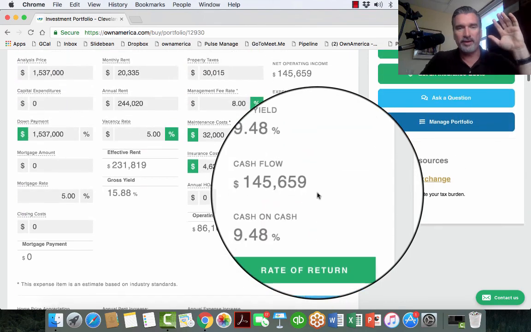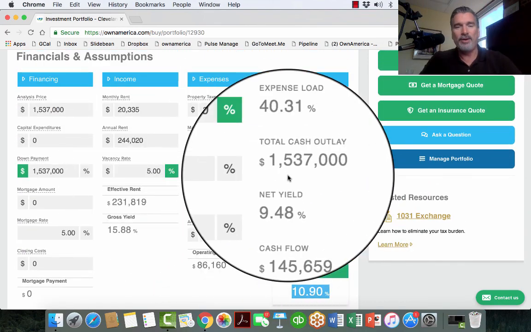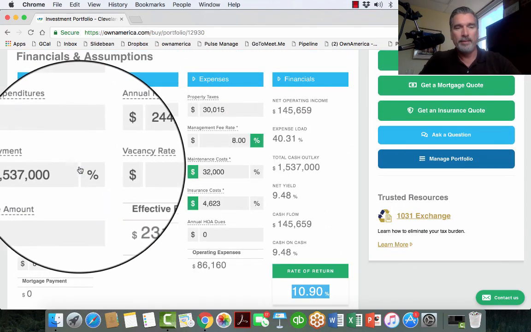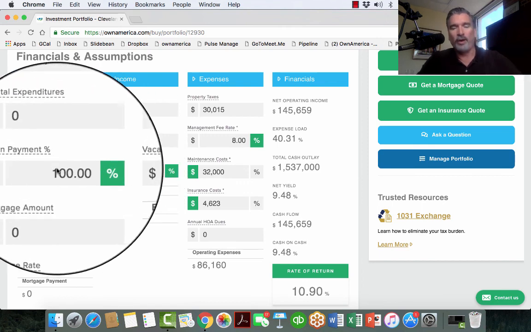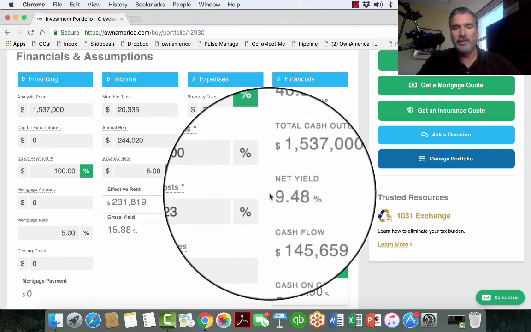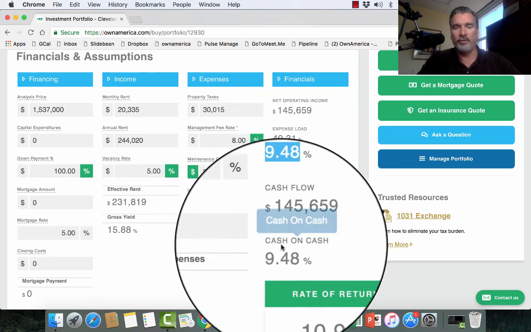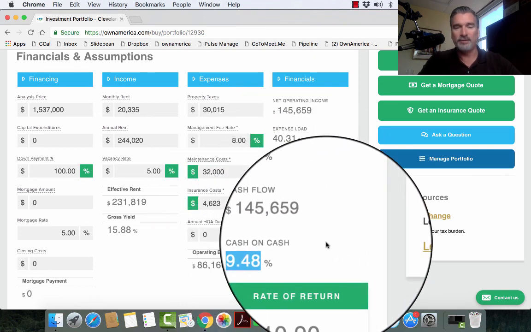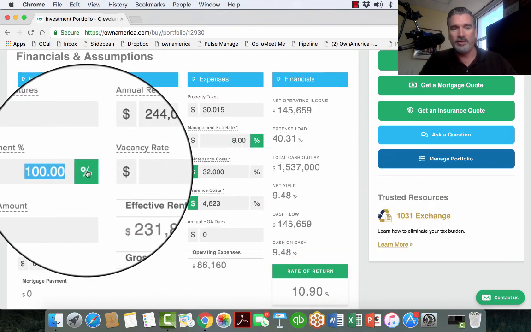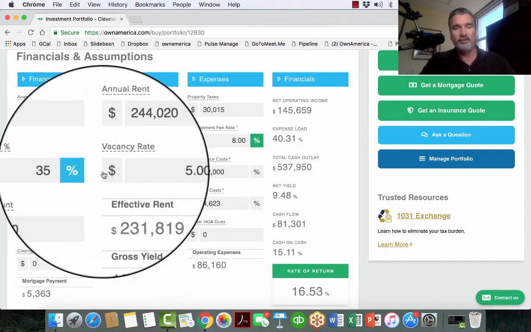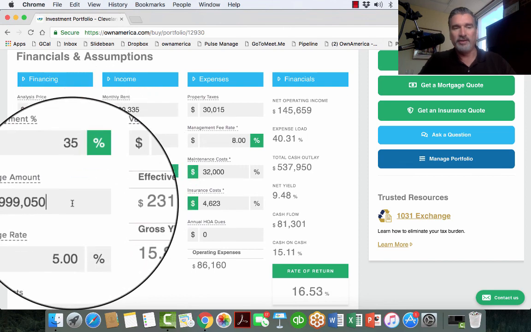One last very quick thing that's great about the visualizer, I don't have any debt on this right now, but let me go to my down payment and say that I'm going to put a 35% down payment. Before I do, point of comparison, my net yield of 9.48 is of course identical to my cash on cash return because this calculator is set to assume it was an all cash purchase. So my NOI and my cash flow are the same, but not for long because I'm going to put in a 35% down payment, 65% LTV.